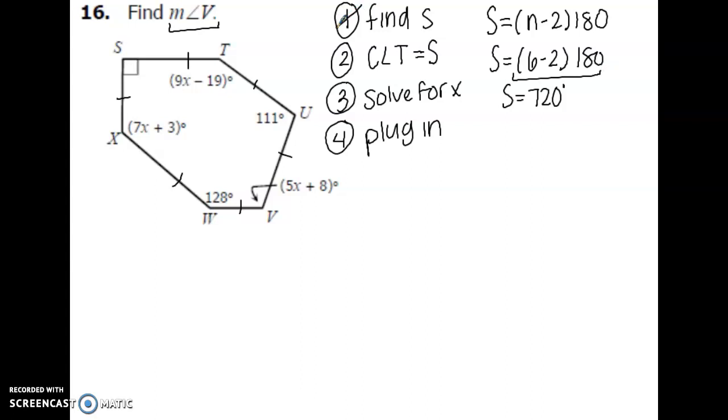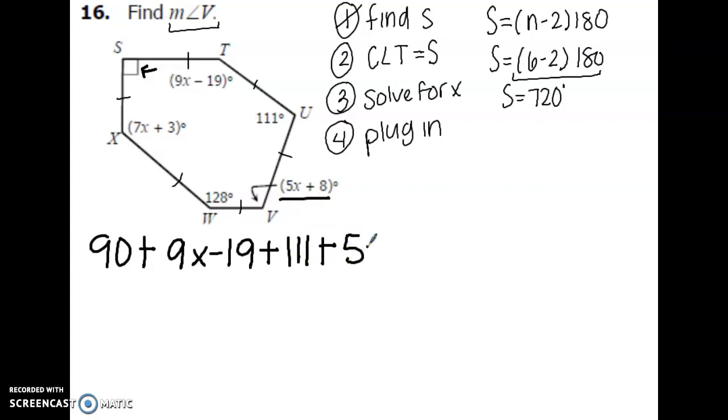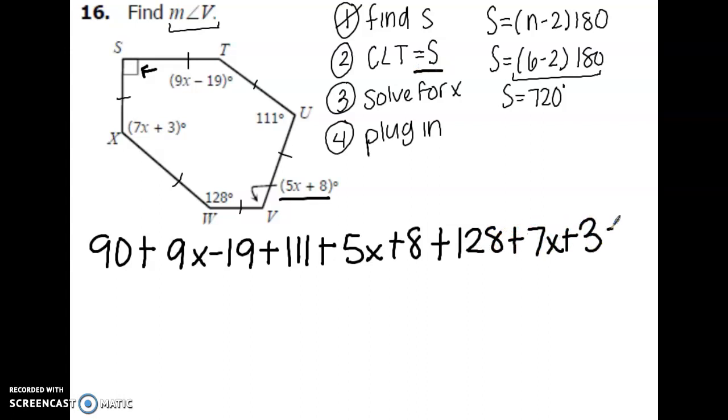Step number 2 says combine your like terms and set them equal to S. So let's do that. Let's combine all our angles. I'm actually going to start off with this 90-degree angle. So I'm going to say 90 plus 9x minus 19 plus 111 plus, don't forget this one, 5x plus 8 plus 128, and then plus 7x plus 3. And it does say set equal to S, which is 720.